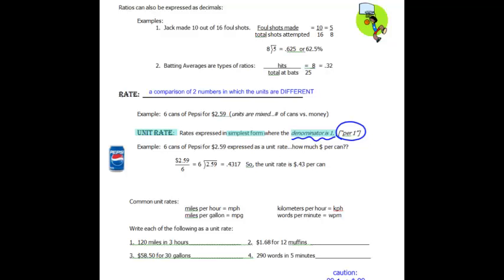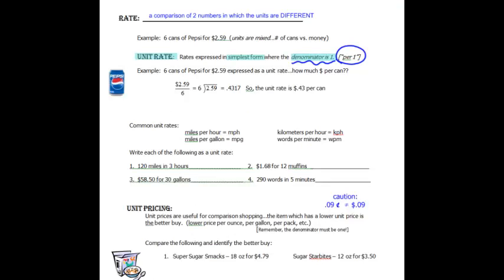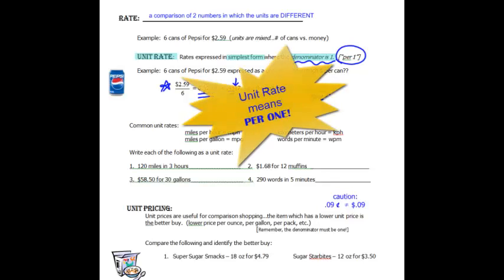So 6 cans of Pepsi for $2.59 expressed as a unit rate. What you have to do here is it's $2.59 for 6 cans. So you have to go ahead and do the division. And then you would figure it out for money, which is 2 decimal places, so I divide out to the 3rd decimal place to make sure I don't have to round up. And the rate is 43 cents per 1 can. Okay, so a unit rate is per 1.